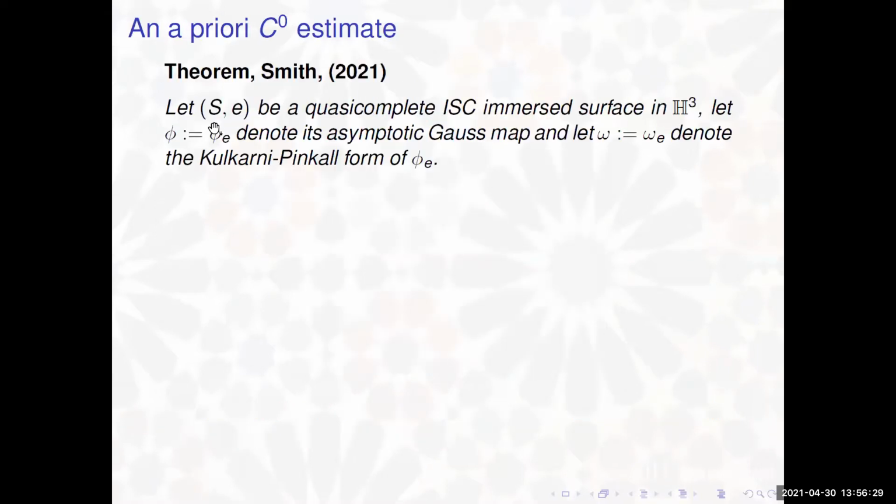Suppose I have a quasi-complete, infinitesimally strictly convex immersed surface in H3. Note that I'm not using the curvature condition here. I'm just using quasi-completeness and the fact that it's infinitesimally strictly convex. Let phi be its asymptotic Gauss map, let omega denote the Kulkarni-Pinkall form. And for every point x in my surface, the image of x under phi is contained in the closure of the horrible defined by this form.